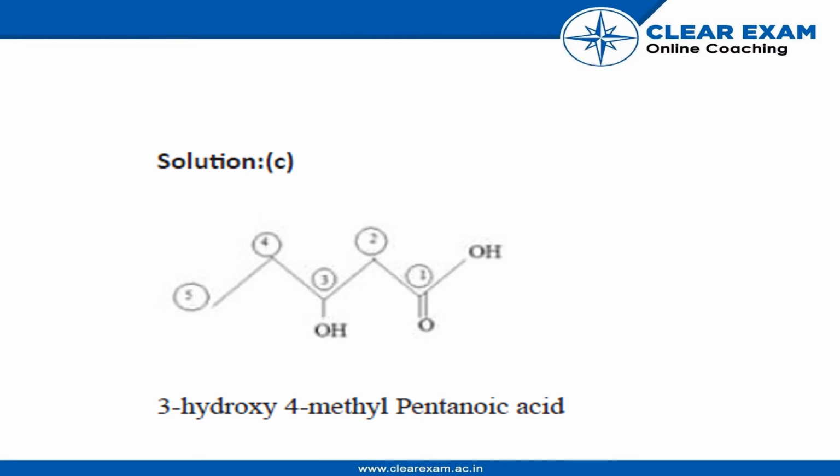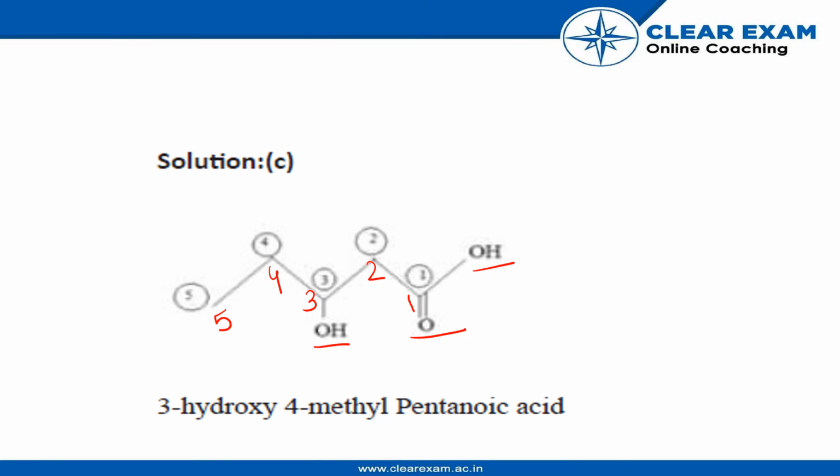number of carbon atoms. This is the first carbon atom, this is the second carbon atom, this is the third carbon atom, the fourth carbon atom, and the fifth carbon atom. Now we also identify the functional groups, that is OH, that is the alcohol, and C double bond O.